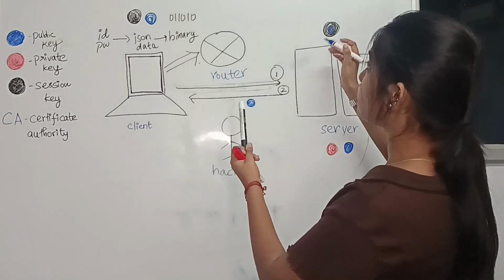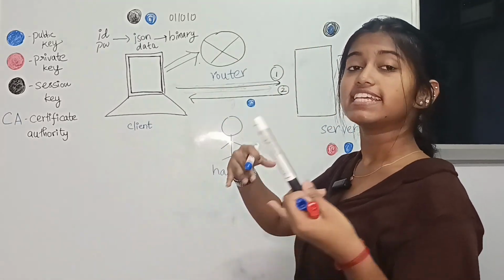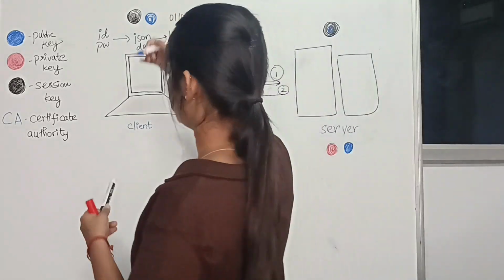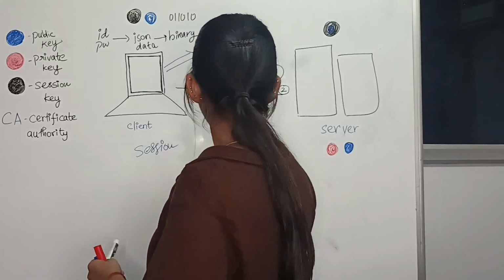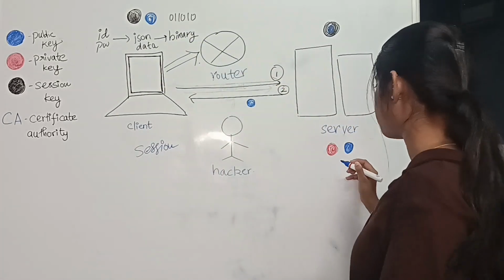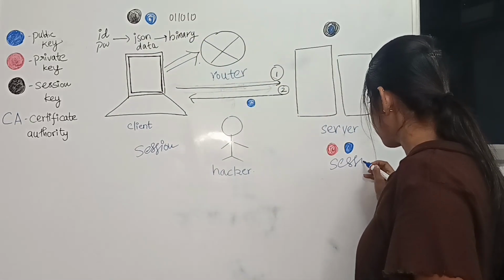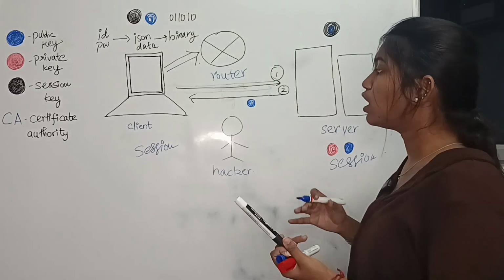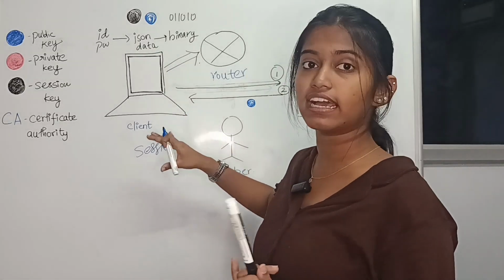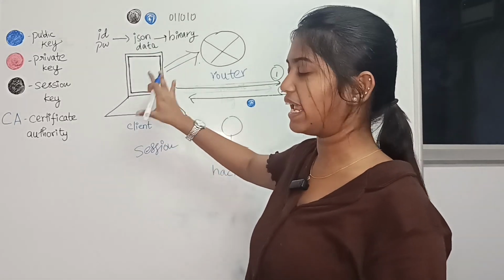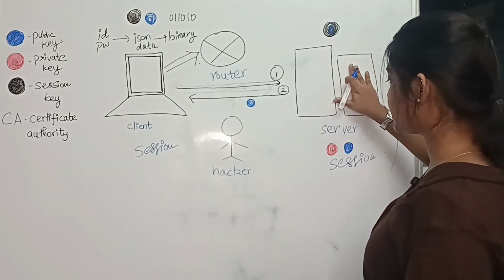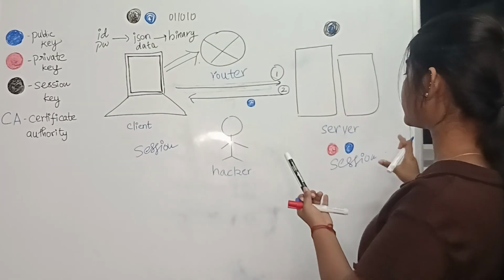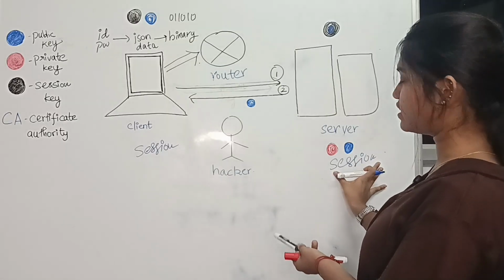So now on both sides the session key is present. Here the session key is present, and here also the session key is present. With the session key, the plain text can be encrypted and sent over the network. It reaches the server side, and again it can be decrypted with the help of the session key.